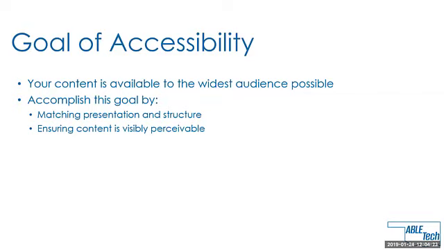There are 2 ways you can accomplish this goal, and these will be evident as we go through the different points of today. You'll see these repeat themselves. Matching presentation and structure is the first one, and this means that the way the content is presented visually needs to match what's presented on the back end, and that's what's available to assistive technologies such as screen readers. And then the second point is to ensure that your content is visibly perceivable. This will apply to some color things that we discuss midway through the presentation. So those are our goals.